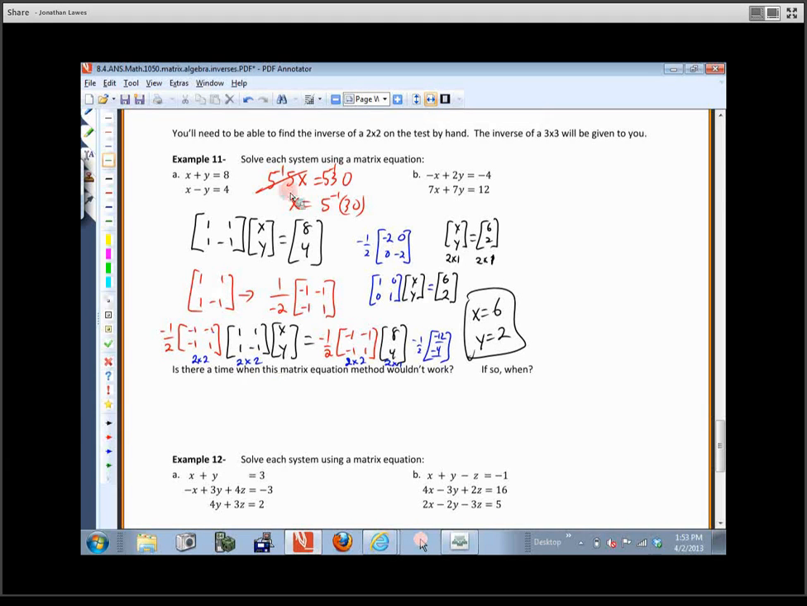It's like multiplying by 1/5. You know that's going to turn into a 1x. So we don't ever do this side. We just figure out what the inverse is, and we multiply the other side by that. We multiply the answer column by the inverse.